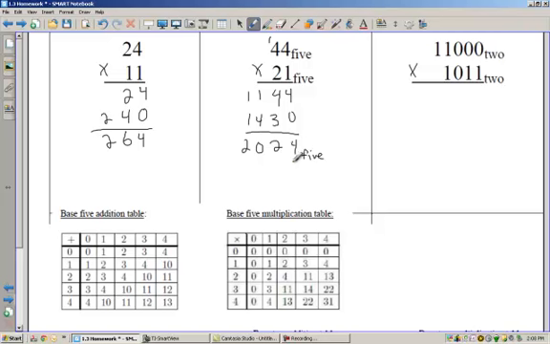Right, and if you think about this one's easy to check, right? This is 4 1s, this is 2 5s, 0 25s, and 2 125s. So this is actually 250 things. This represents 10 things, so that's 260, and that's 4 things, so you get 264. So it's easy to check.